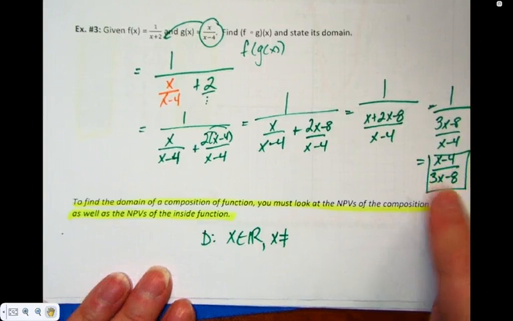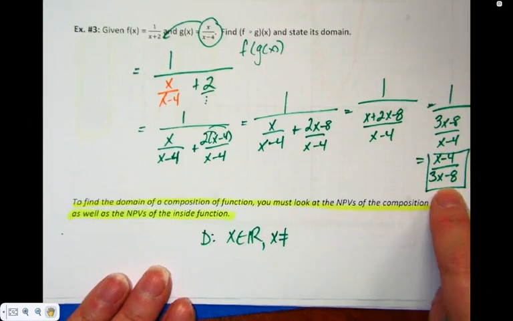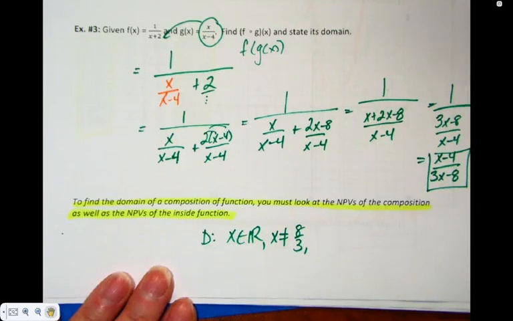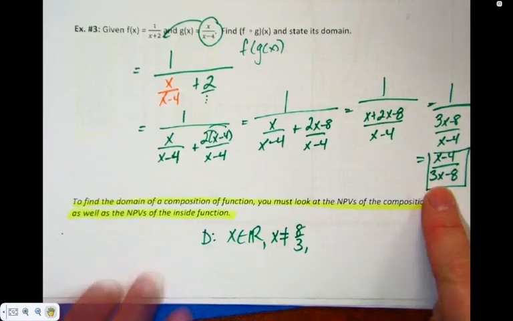What can x not be? So equate to 0, solve for x. 8/3. Okay, so add 8, divide by 3.